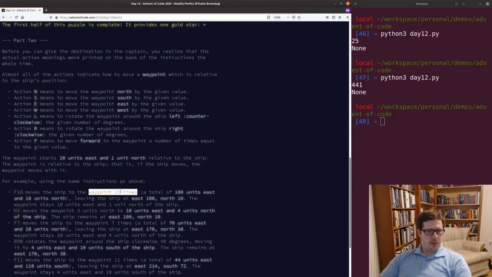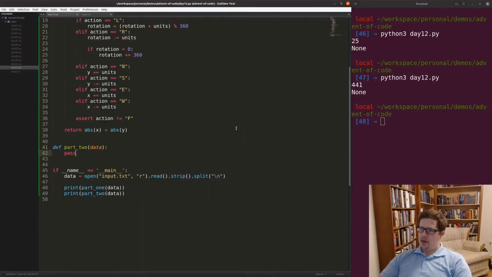Moves the ship to the waypoint. Okay, so we're actually moving forward to the waypoint a number of times equal to the given value. So we're moving towards the waypoint 10 times. This is going to be a little bit different, obviously, because with F we're now moving to the waypoint, and then the waypoint moves away from us.